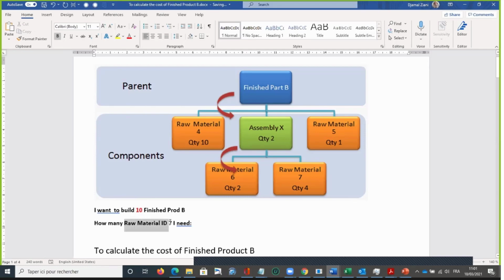Raw material 7, how many? 40, doctor. You said 40? Yes. Do all of you agree with him? 40. You did 10 multiplied by 4. This is what you did? Yes. Is it correct? Yes or no?